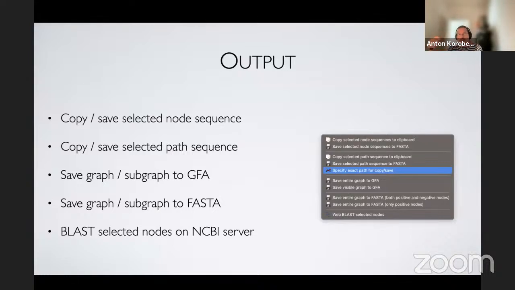There are different ways the graph could be output. So you could copy and save selected node sequences or path sequences. You could save the subgraph both to a GFA or FASTA itself, or you could even throw it through your web browser and do a BLAST search of the sequences of your nodes on the NCBI server. So that might also be useful to see, oh, what is this strange node shared by multiple species, right? So throw it in search, see, okay, yeah, that's the ribosomal gene. Okay, so that's kind of expected.